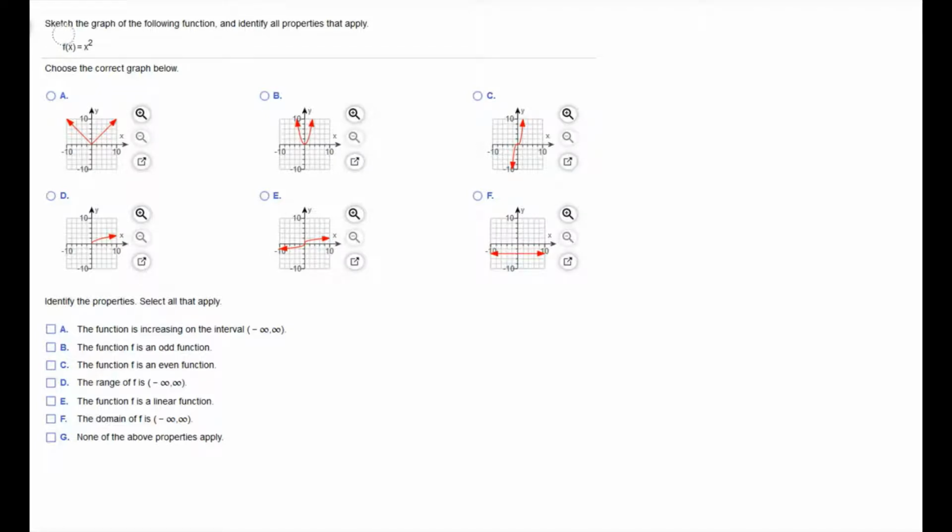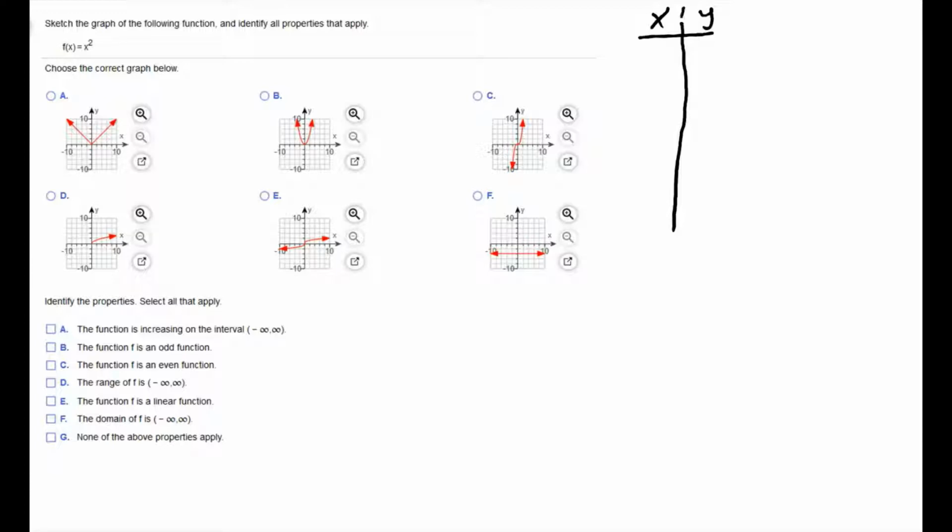This question says, sketch the graph of the following function and identify all the properties that apply. And our function is f of x equals x squared. So to sketch the graph, I'm going to graph by plotting points. So I'm going to make a chart.